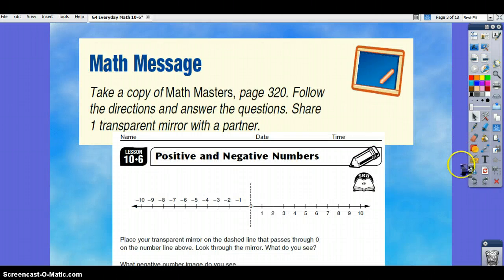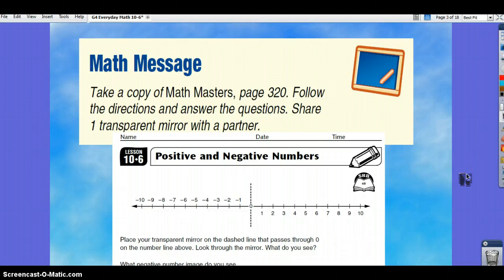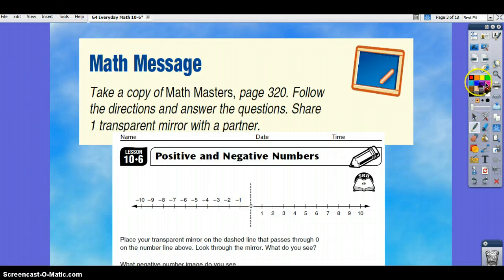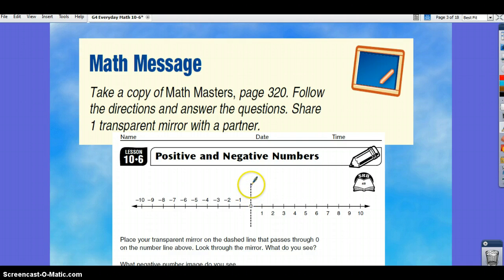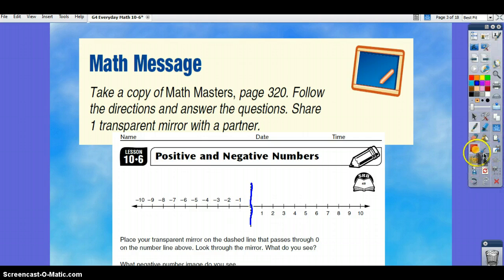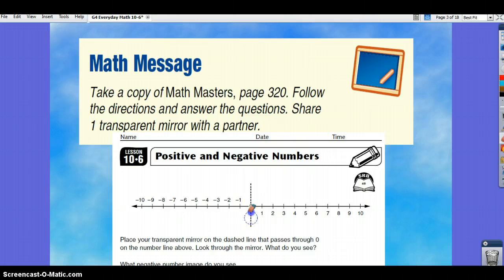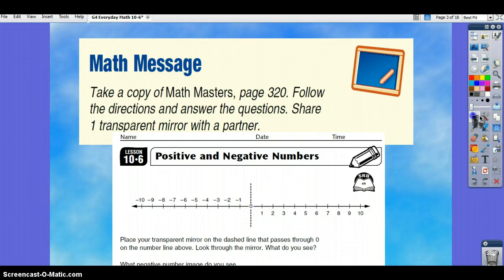Take a copy of Math Masters page 320 and follow the directions along and we'll answer the questions. Share your transparent mirror if you're with a partner, or I'm sure there's plenty in the classroom. You need to place your transparent mirror on the dashed line that passes through 0 on the number line. It's showing here, here's the dotted line. Excuse me if it's not perfect. Look through the mirror. What do you see? What negative number image do you see?